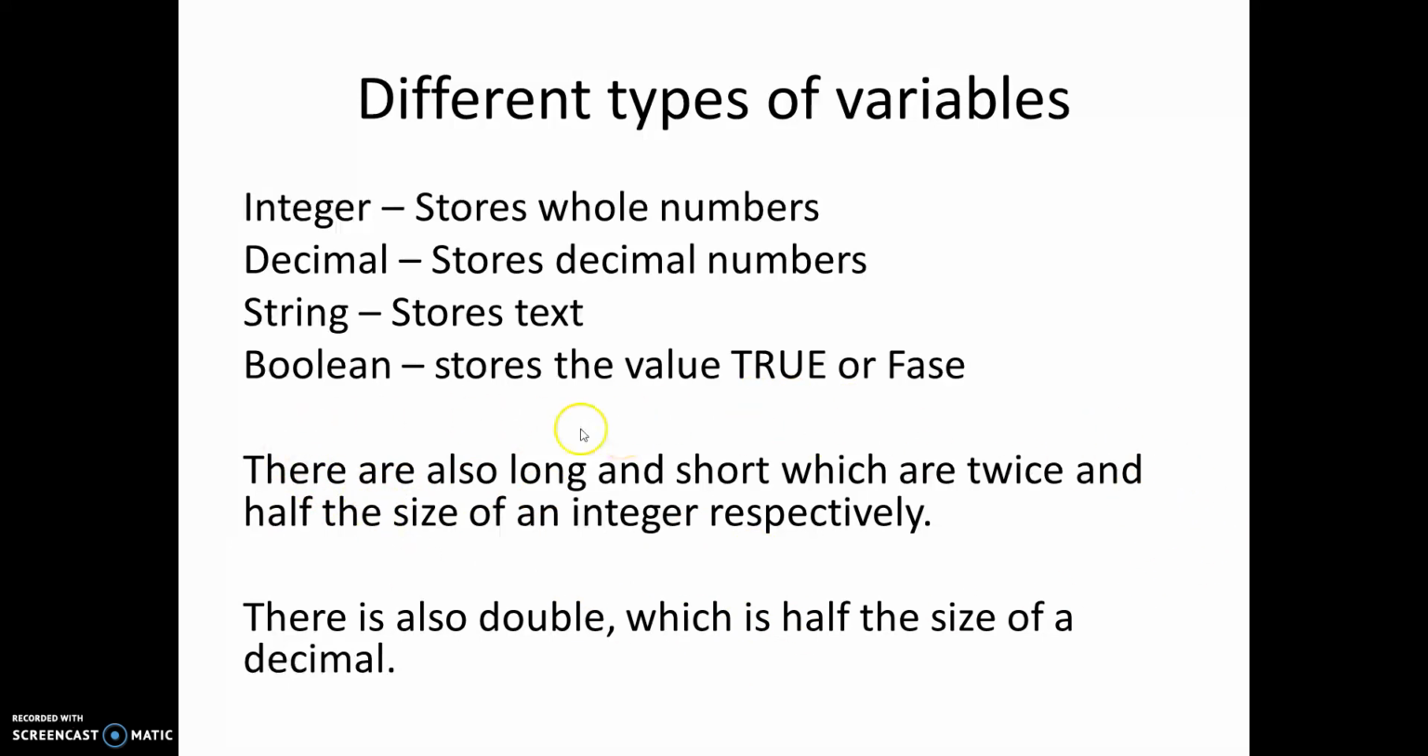The reason why there are all these different data types in Visual Basic is that computers didn't always have 8 or 16 gigabytes of RAM like they do now. They used to have kilobytes of RAM, and when they did, they had to make sure they managed the memory properly. There's also a double, which is half the size of a decimal, but we're just going to use decimal.